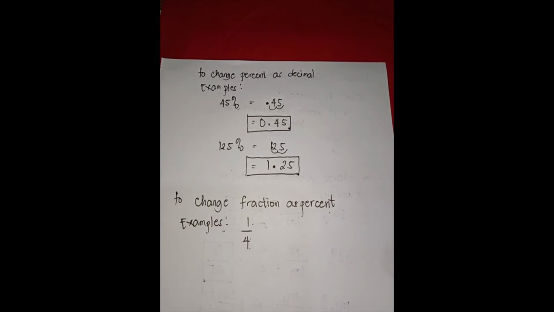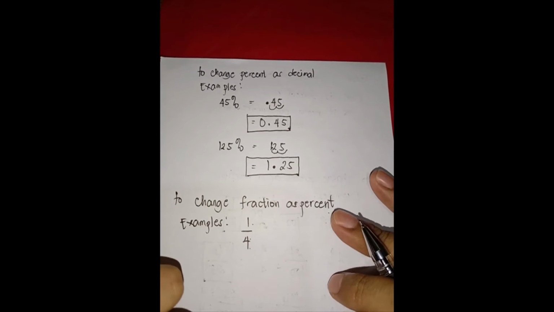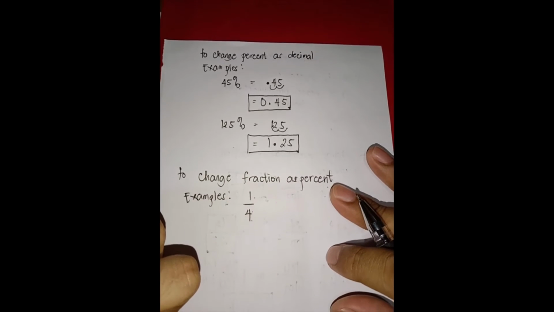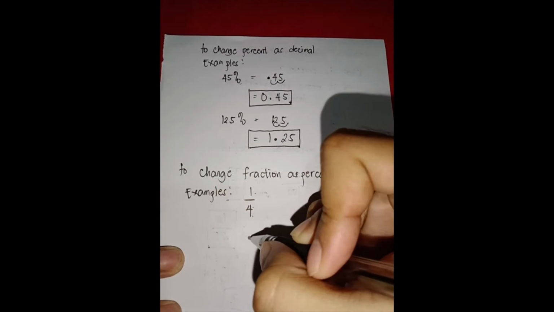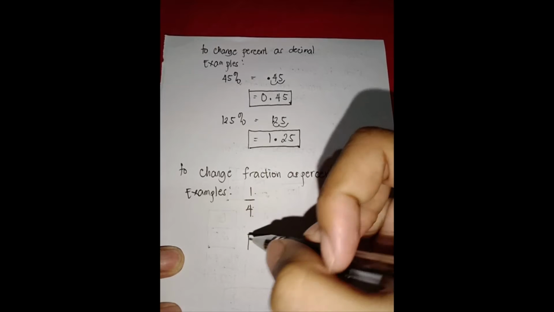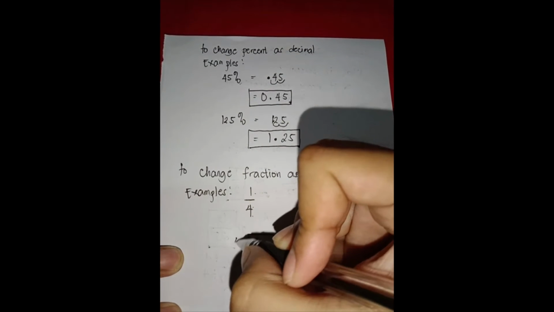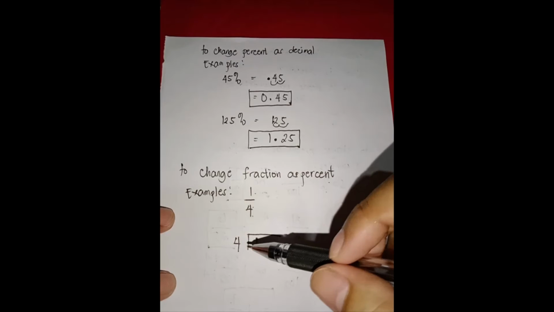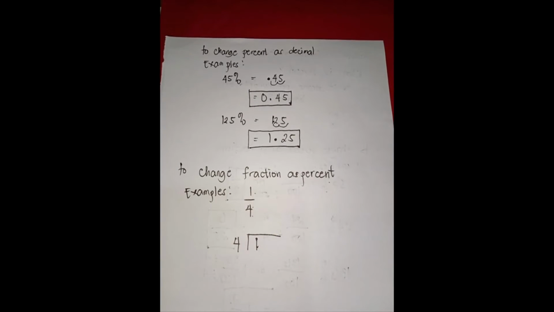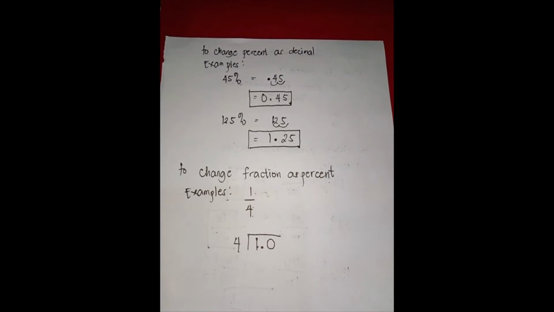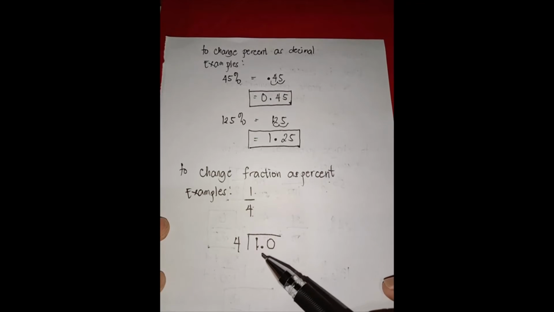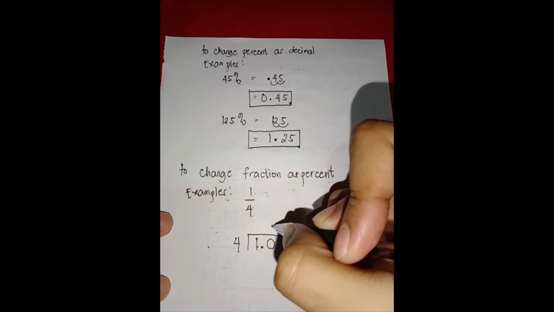Para hindi tayo mahirapan, gamitin natin yung long process ng division. So i-divide natin si numerator. We have here 1 as a dividend and 4 as a divisor. Okay, so let's divide. Since 1 cannot be divided by 4, we will add 0 and decimal point. So yung rules natin sa decimals. So 10 divided by 4, we have 2.